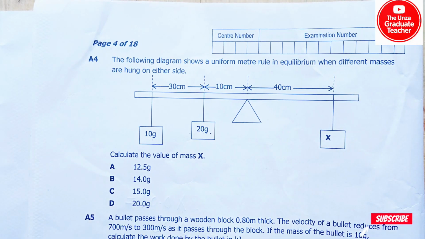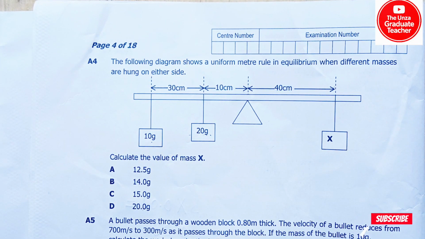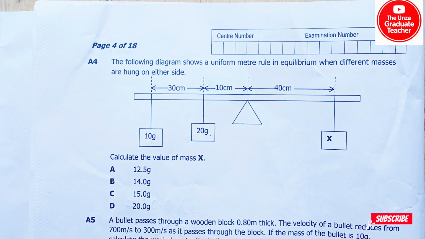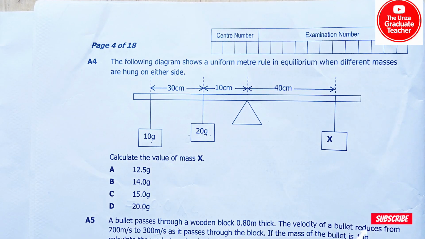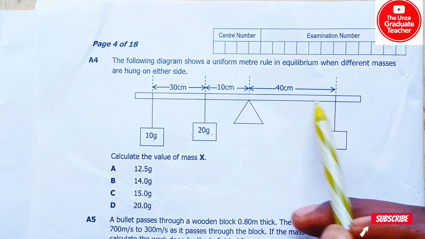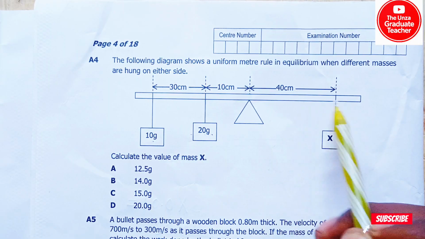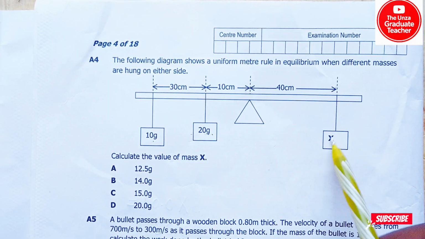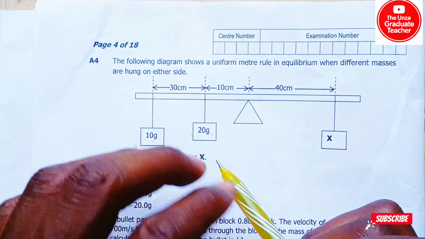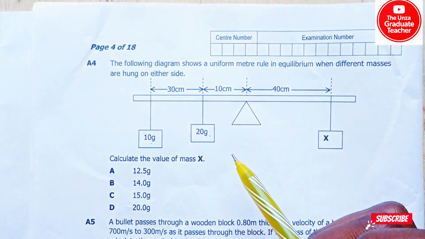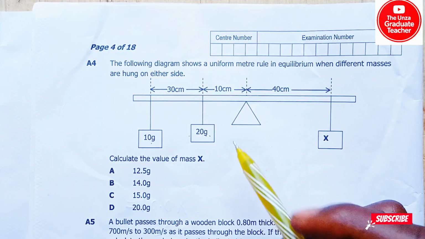What you need to understand, guys, is that since the meter rule is in equilibrium, the rule of moments applies. The rule of moments says total clockwise moments is equal to total anticlockwise moments. The clockwise moment is from the right side, which is pulling this side. The masses pulling this other side give the anticlockwise moment.